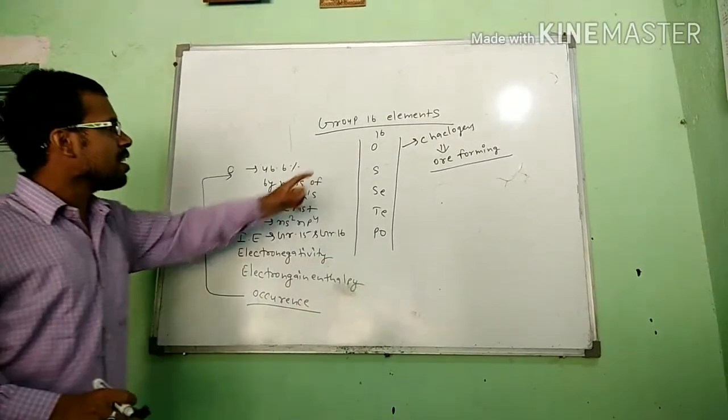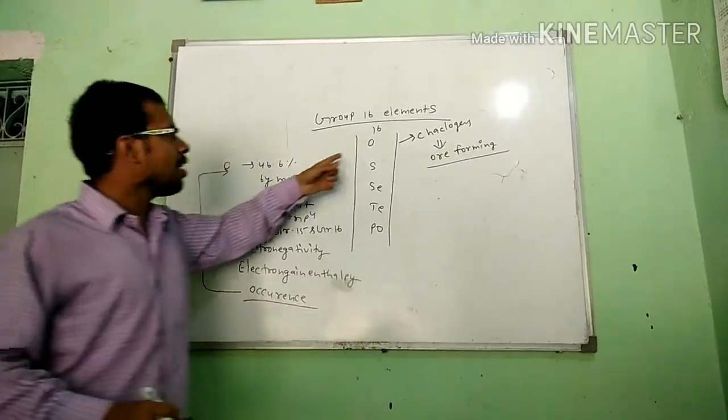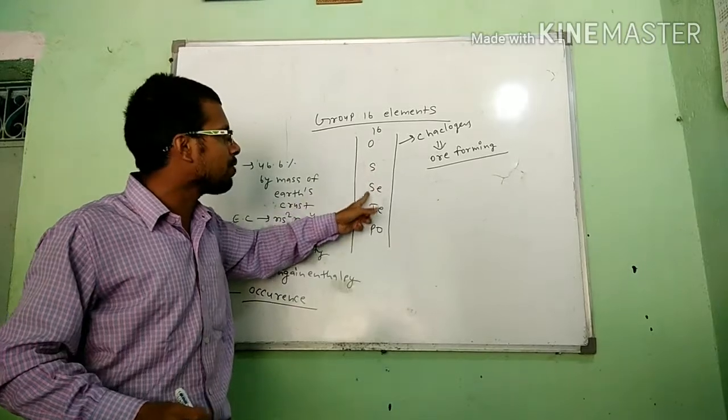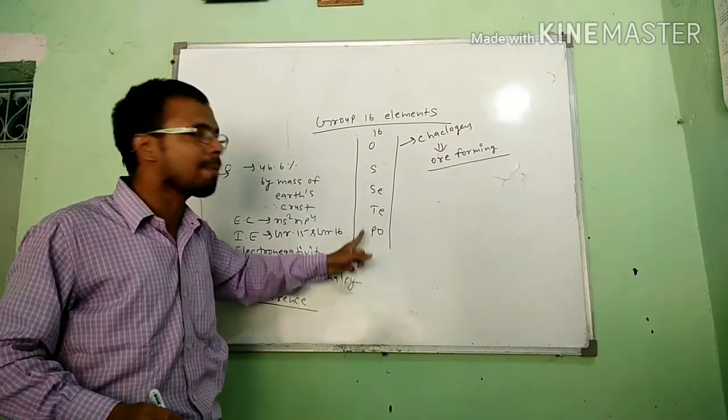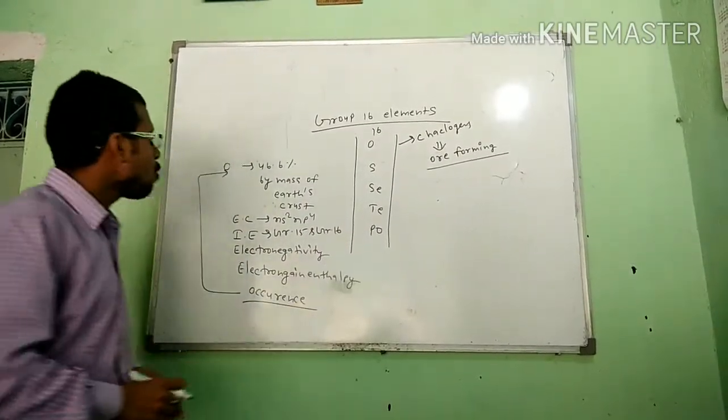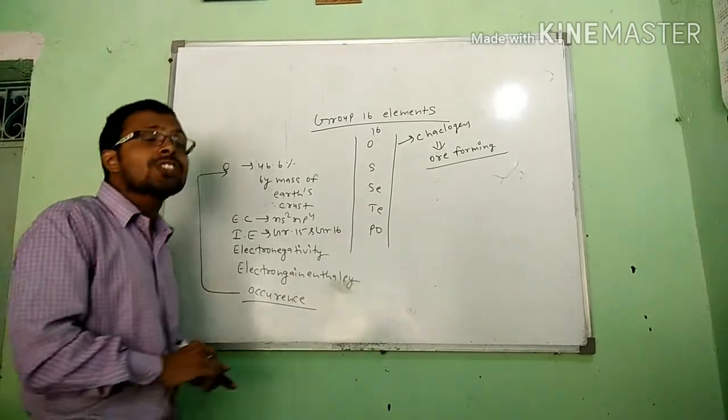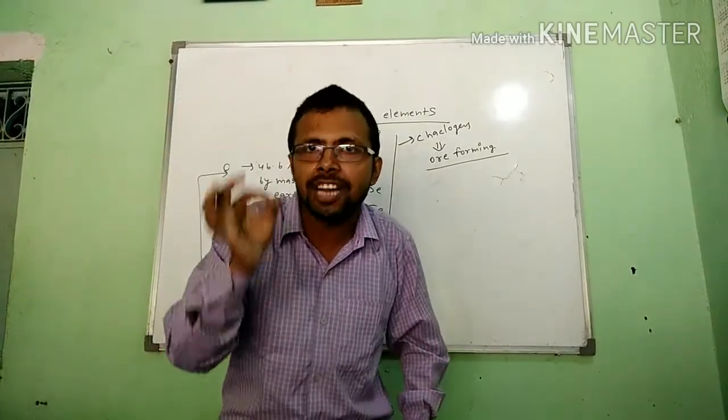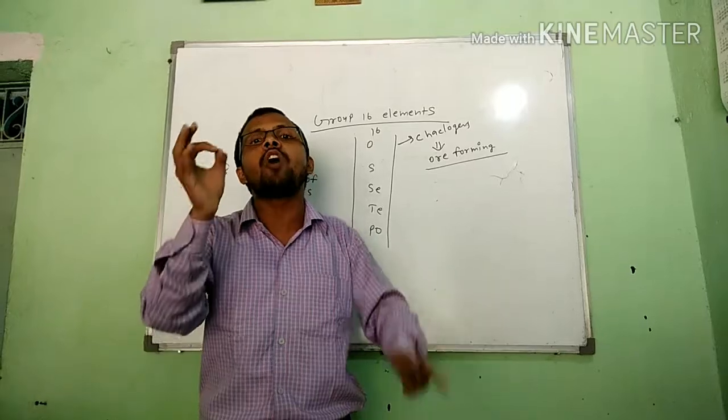Okay? So at first, what are the elements present here? O for oxygen, S for sulfur, Se for selenium, Te for tellurium, and Po for polonium. So now we will talk about occurrence. Oxygen is the most abundant element of all the elements found on Earth.